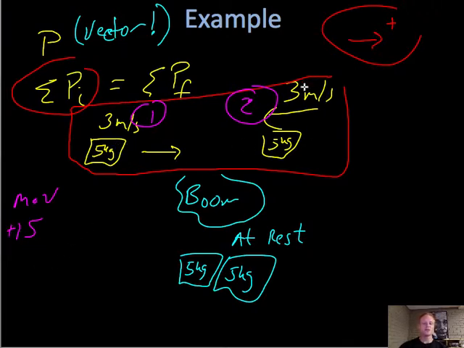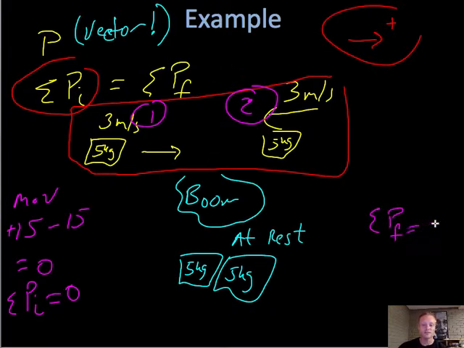Now what about the momentum of box 2? Well, 3 times 5 is 15, but this box is moving to the left, so it's going to be negative 15. And if my math is right, positive 15 minus 15 is 0. So the total initial momentum is 0. With that being said, the total final momentum should also be 0 if everything works out correctly.